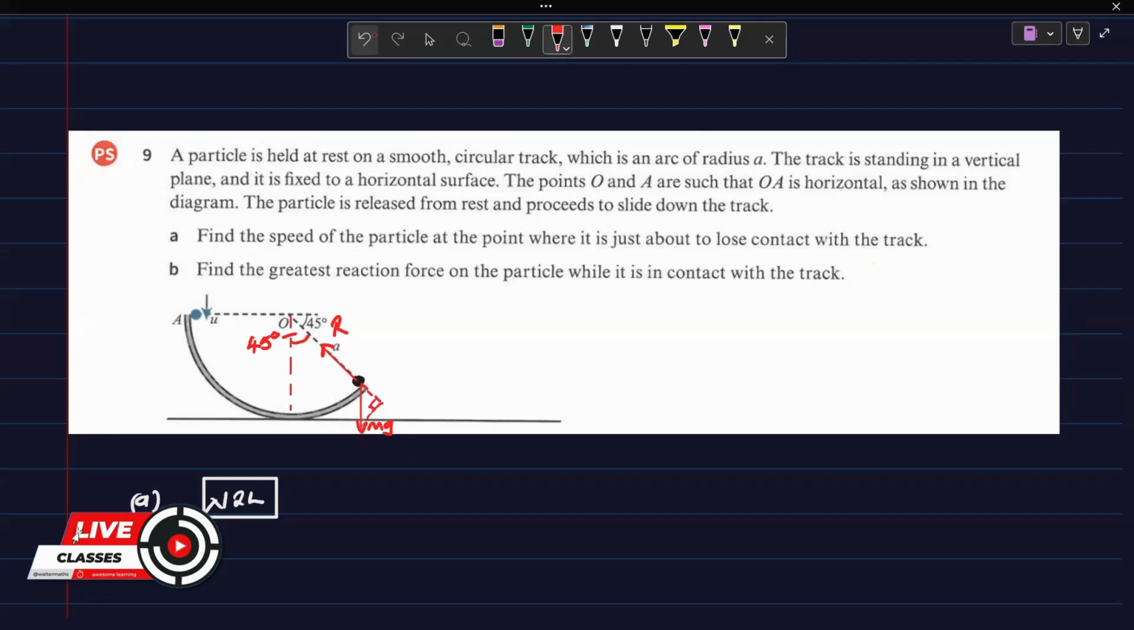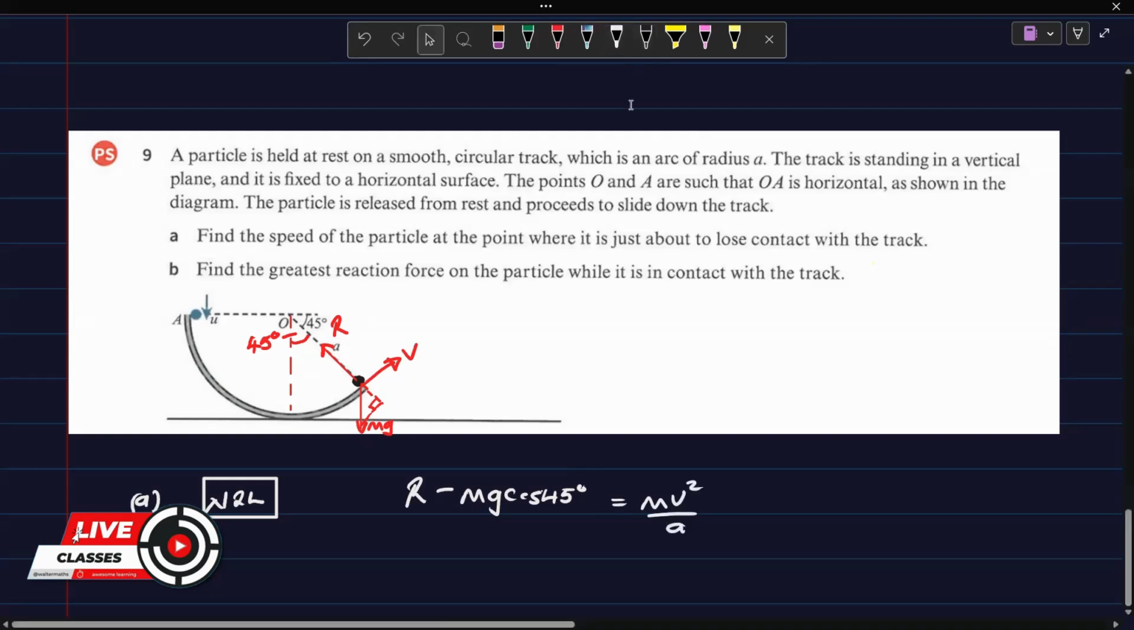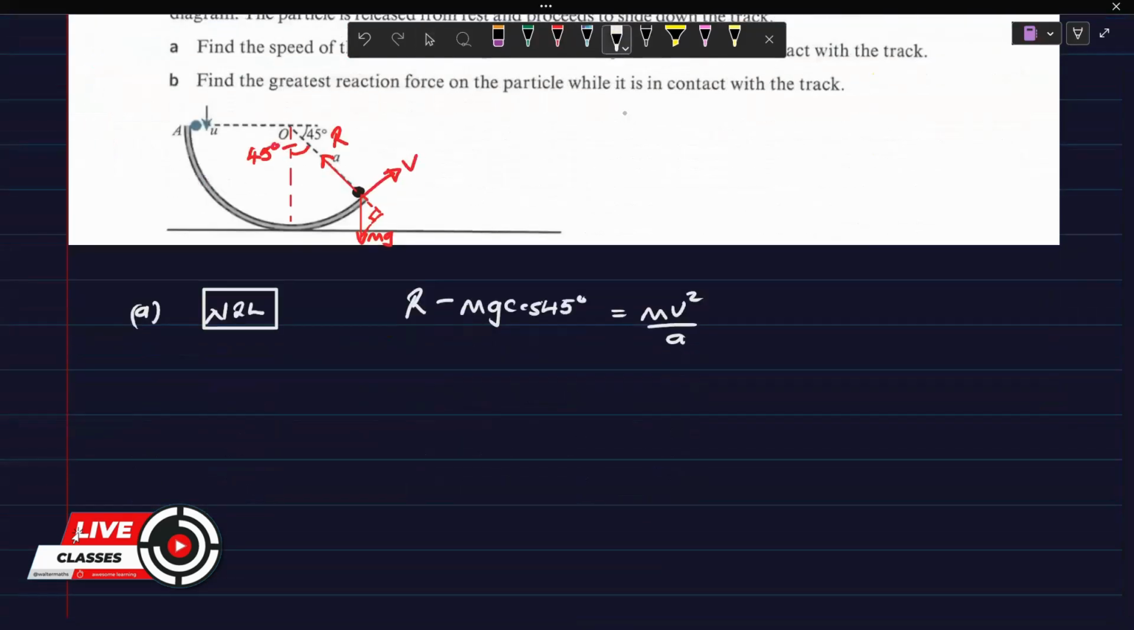For Newton's second law, the centripetal force is the resultant of R and the component of mg, which is mg cos 45 degrees. And this has to be equal to mass times acceleration. We don't know what the speed of the particle is here, so I'll just say the speed is v. So it's m v squared over a. That's our first consideration. I'll just call this one.